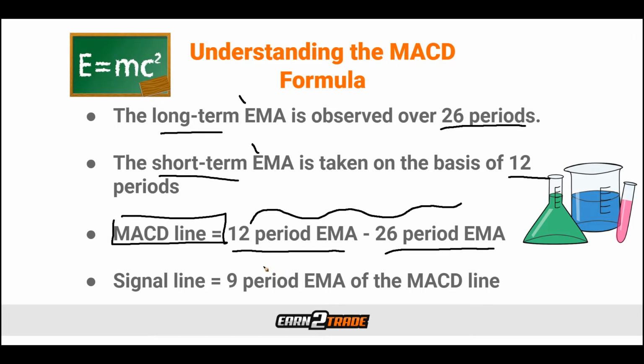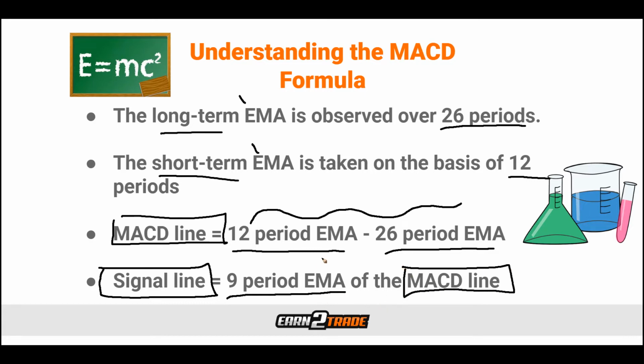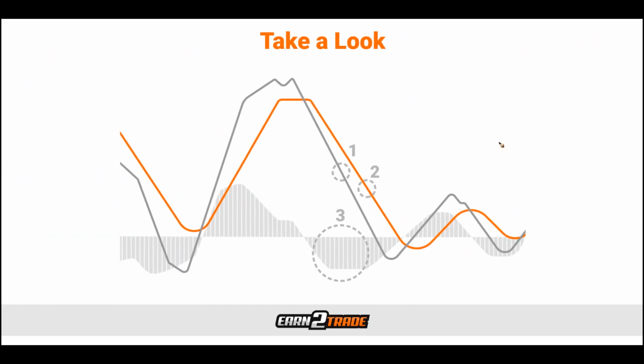Now, after that, there is another line that we need to pay attention to, and that is referred to as the signal line. The signal line is nothing more than a 9-period EMA of the MACD line. So a 9-period EMA is plotted on the MACD line to generate the signal line. Once again, all of this is calculated with nothing more than the 12-period EMA minus the 26-period EMA in the very beginning. Here we can take a look at what the MACD looks like, and we can break down all of these different parts that we were just talking about.